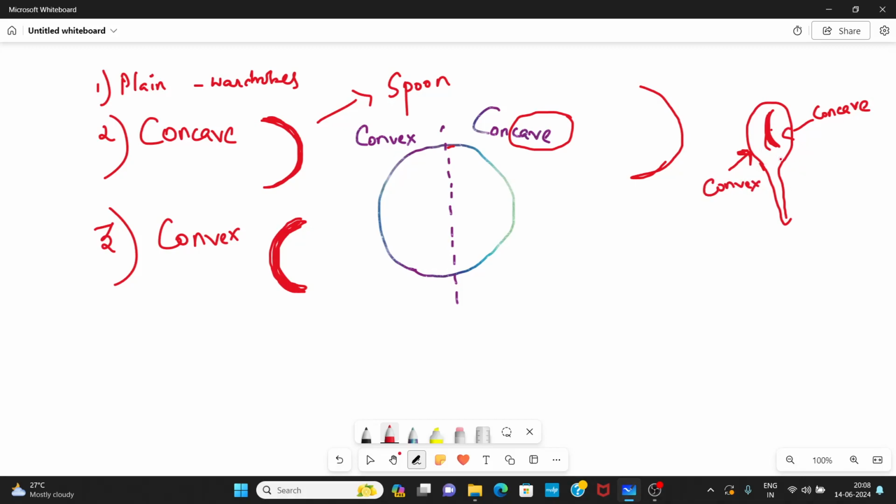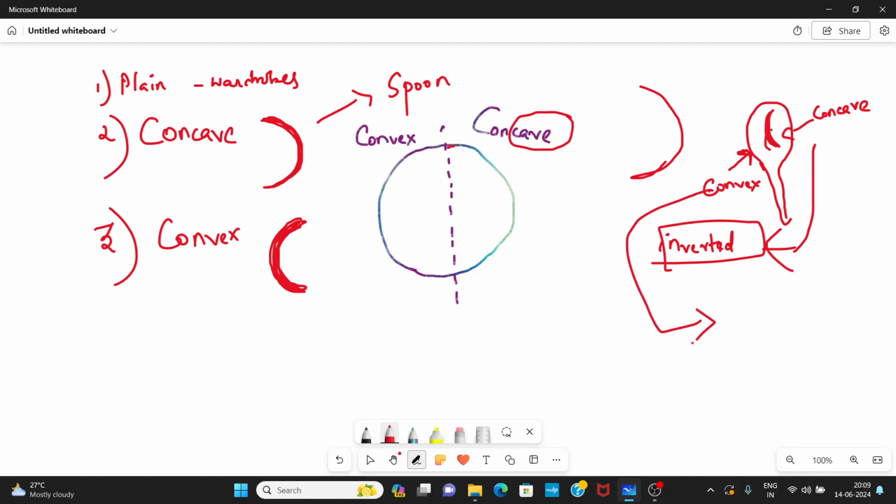Now hold the concave part of the spoon and see yourself at a distance. How will you appear? You will appear inverted on the concave part of your spoon. Whereas in your convex, how will you appear? You will appear erect.